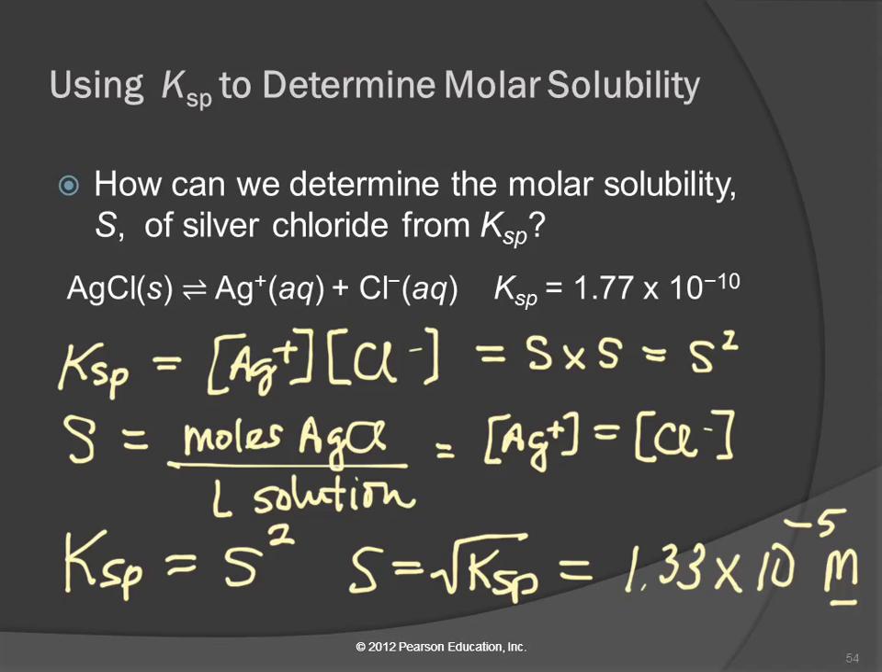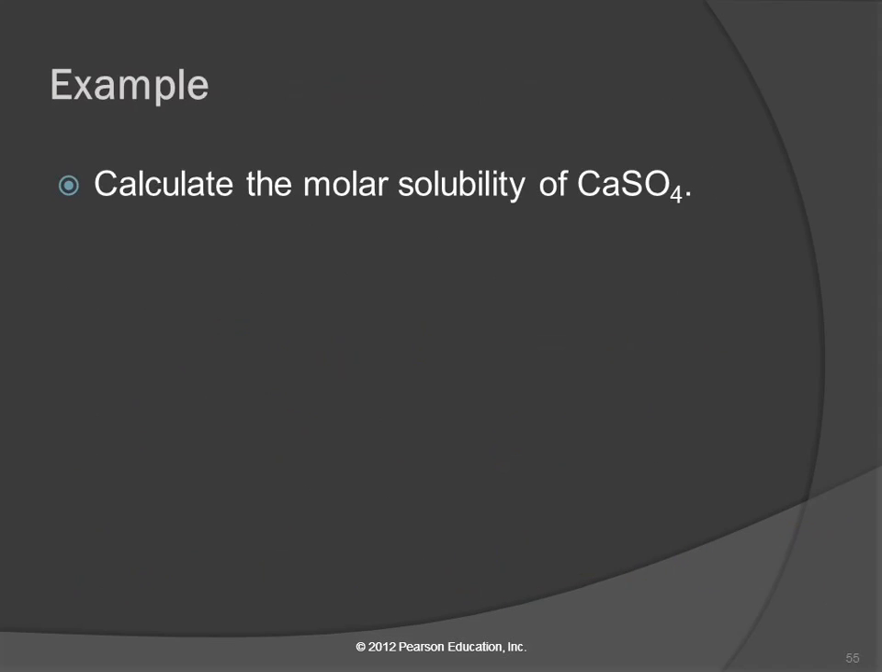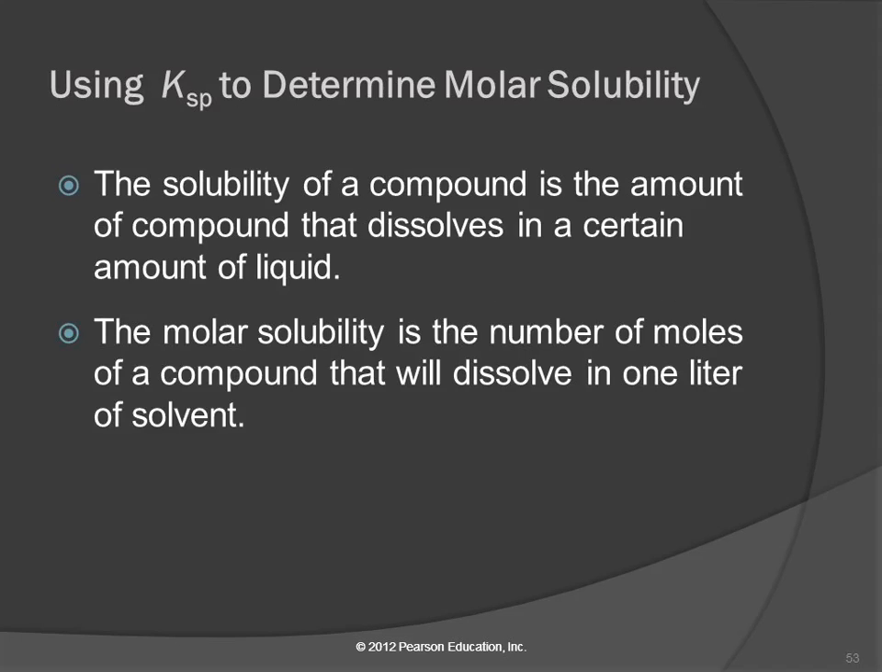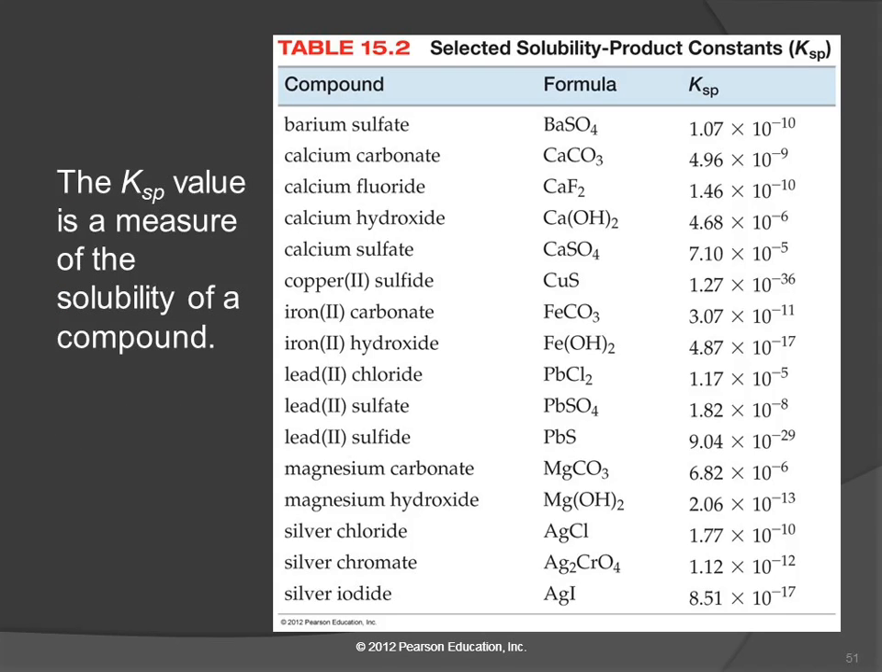Okay, we're going to do another example. Calculate the molar solubility of calcium sulfate. So a lot less information is given here. No equation, no KSP, nothing. To do the molar solubility, we need to know what the KSP is for calcium sulfate. So let's go back to the table and look it up.